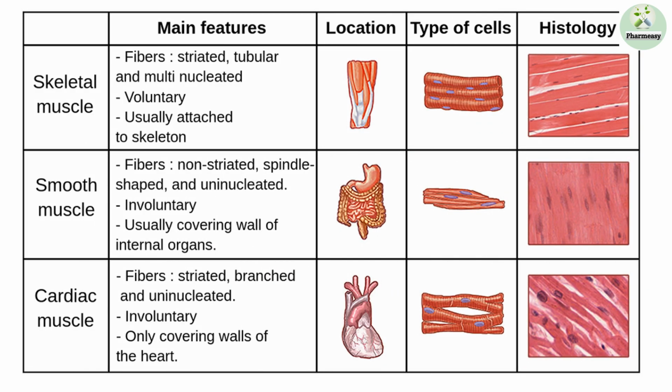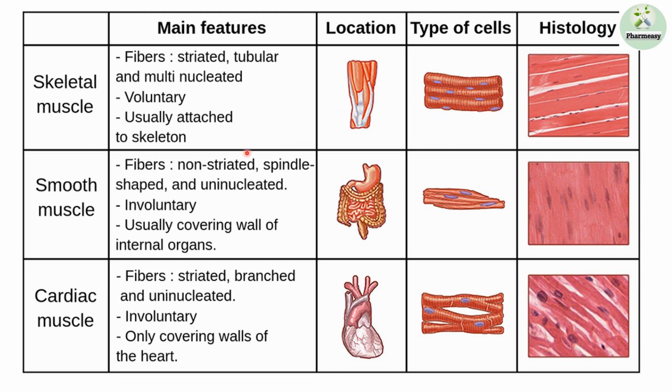In skeletal muscle, fibers are striated, tubular, and multinucleated. It is voluntary in nature, that means muscle movement are under our control and usually attached to skeletal muscle. These muscles are generally located in our limbs. It shows striations as well as it is multinucleated.